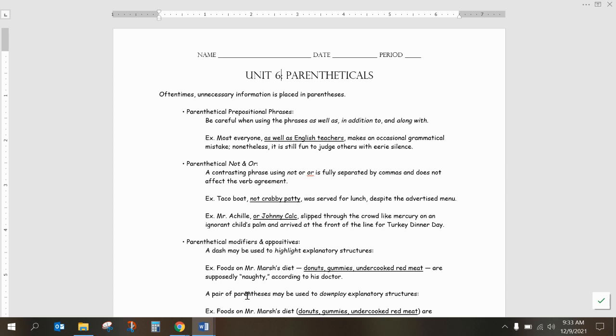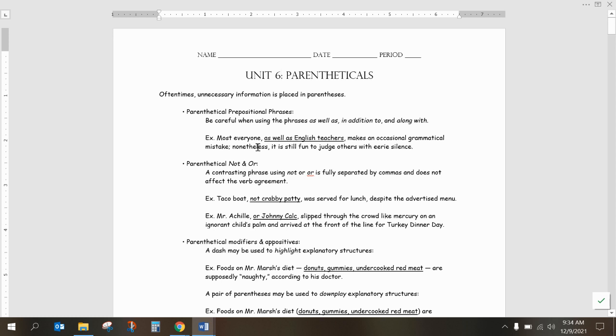The first one is a parenthetical prepositional phrase, a prep phrase which is kind of in the middle of the sentence, kind of breaking up the flow of the sentence. And oftentimes they're going to start with phrases like as well as, in addition to, and along with. When you put them next to the subject, it makes it sound like the subject's much bigger than it really is, but we don't count these.